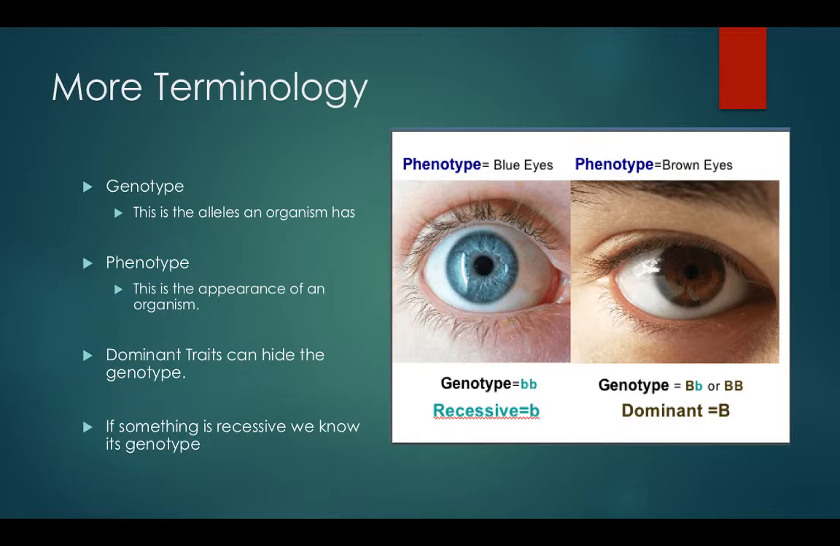Now, brown eyes is dominant. What that means is that he could have the genotype big B, little b, or big B, big B. We just don't know. And the problem here is that dominant traits can hide the genotype. If you have brown eyes, you don't know what your alleles are because the big B is going to block out the little one. You could have big B, question mark, because you just don't know what that second one is going to be. But if you're recessive, you know for sure what the genotype is because you have to have both small letters in order to have it.